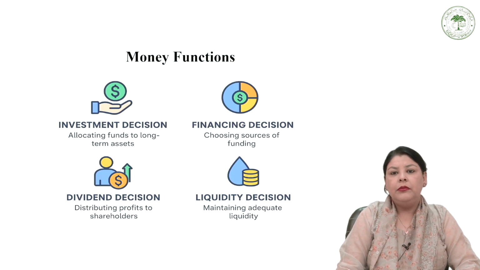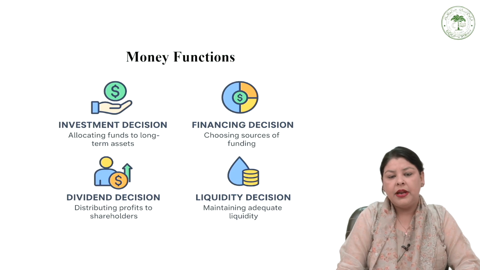So, to conclude, money has four key functions: investment, financing, dividend, and liquidity. The investment decision is about where to put funds in long term assets. The financing decision is about how to raise those funds. The dividend decision is about how profits are shared or retained, and the liquidity decision is about keeping enough cash to run smoothly. Together, they aim to maximize shareholders' wealth and the firm's value.